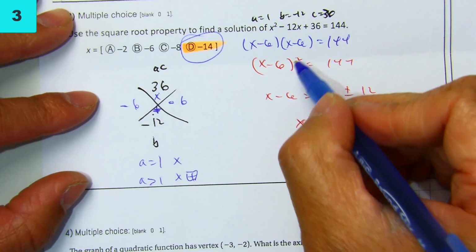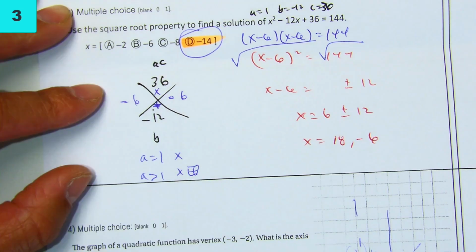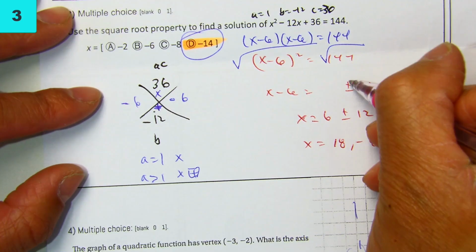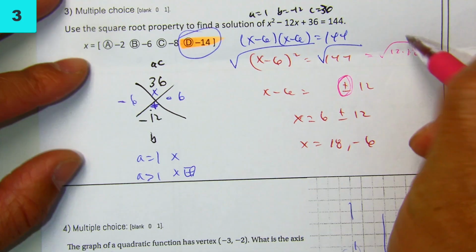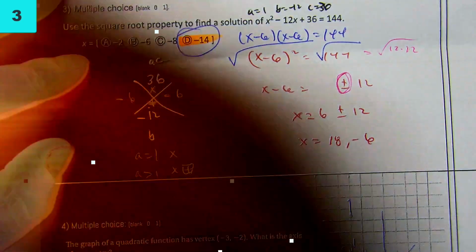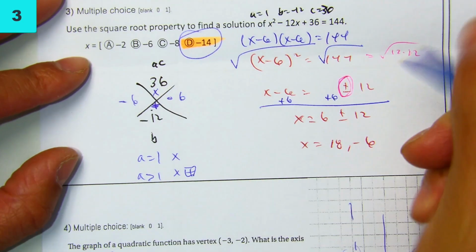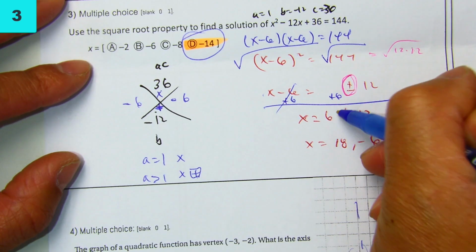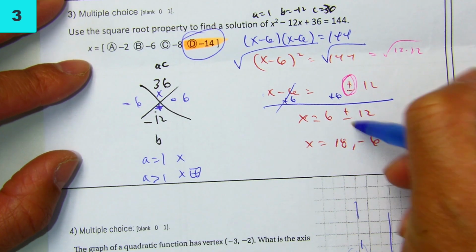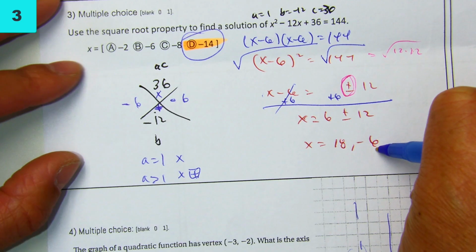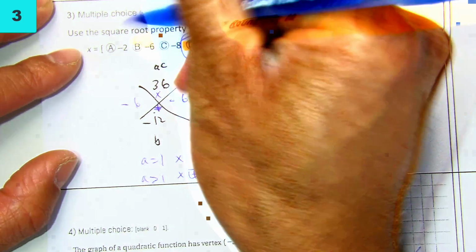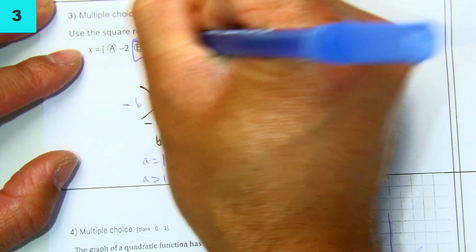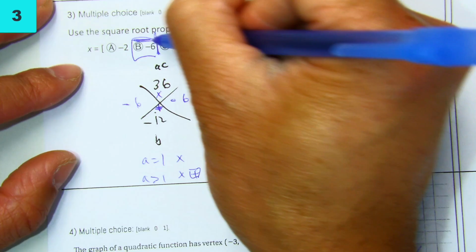To get rid of the power of 2, we're going to take the square root of both sides. Remember, when you do that, you must add plus or minus right away. The square root of 144 is 12 and 12. So the pairs come out. I'm going to add 6 right there. So that means X equals 6 plus or minus 12. That's 6 plus 12 gives you 18. 6 minus 12 is -6. Your choice answer should be B. Not B.